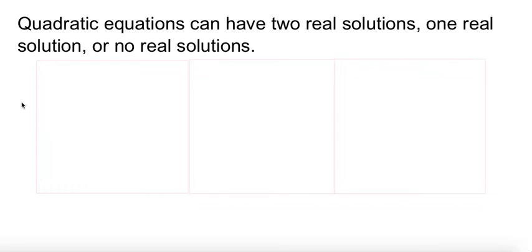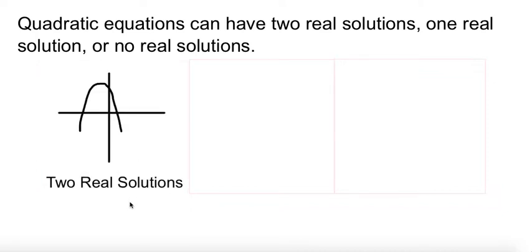Now, one thing that you do need to know is you'll be able to tell from the graph whether you have two real answers, one real answer, or no real answers. And they're going to ask you that along the way. If your graph crosses the axis twice, and it could be upside down from there, it could be going this way, but as long as it hits the x-axis twice, then you have two solutions.